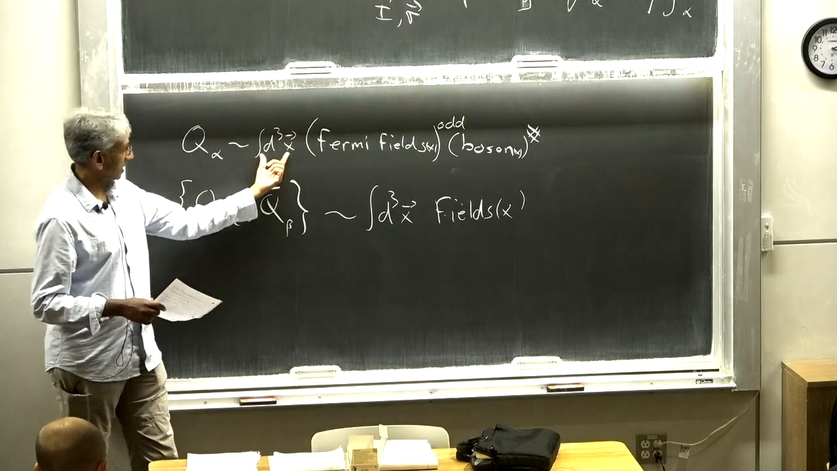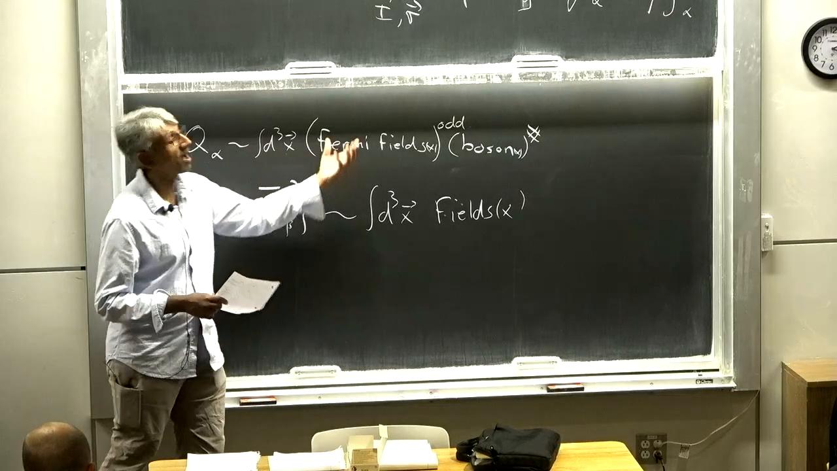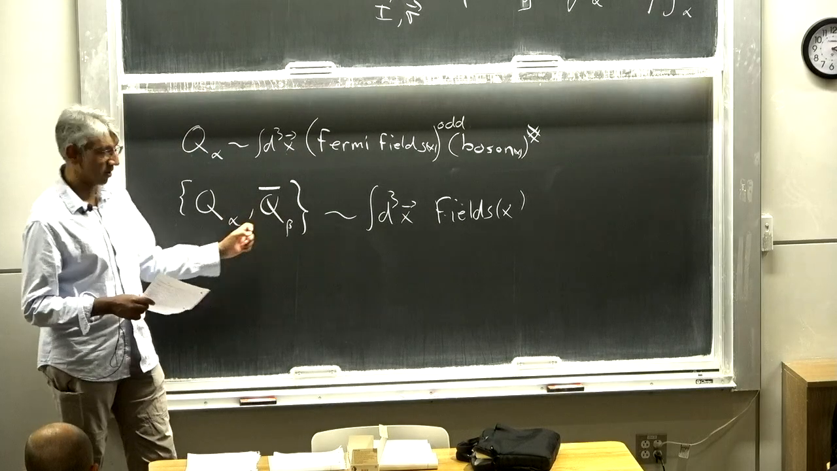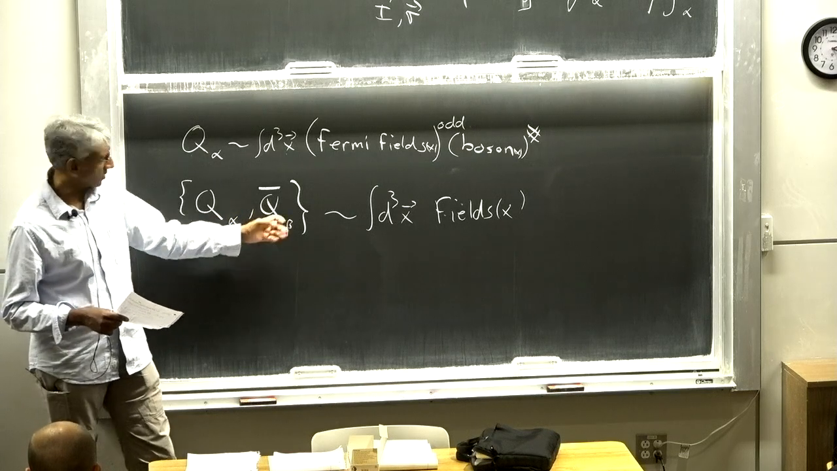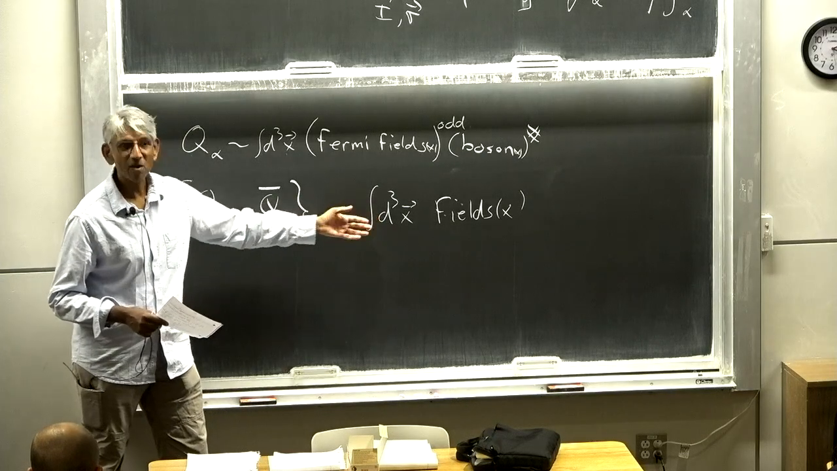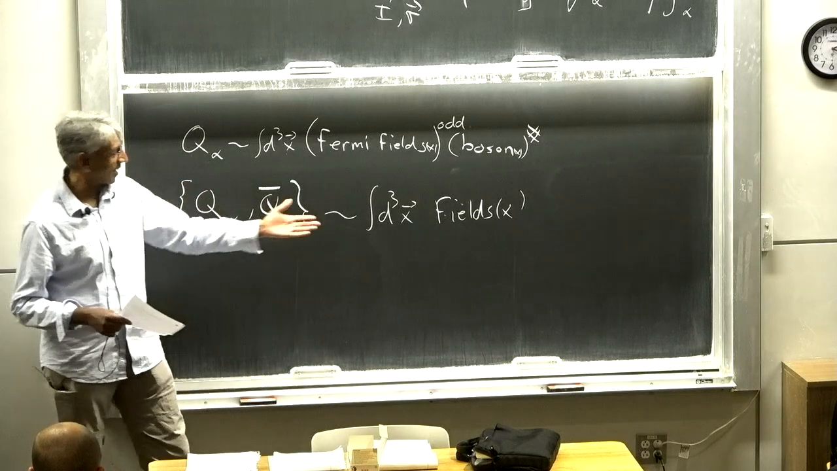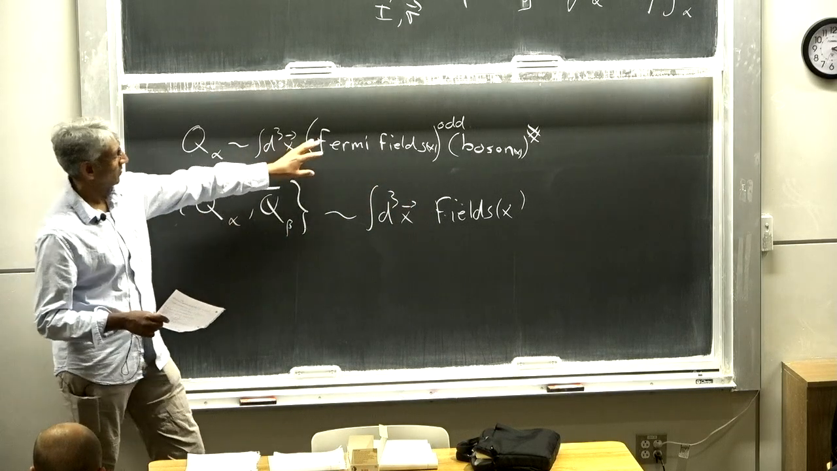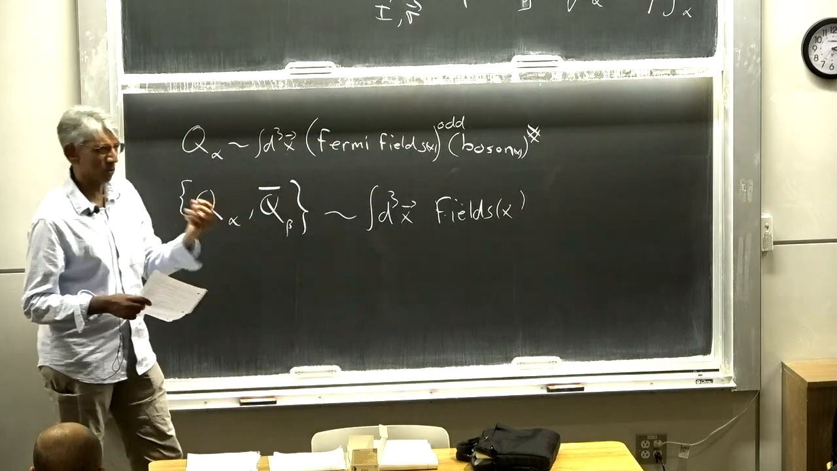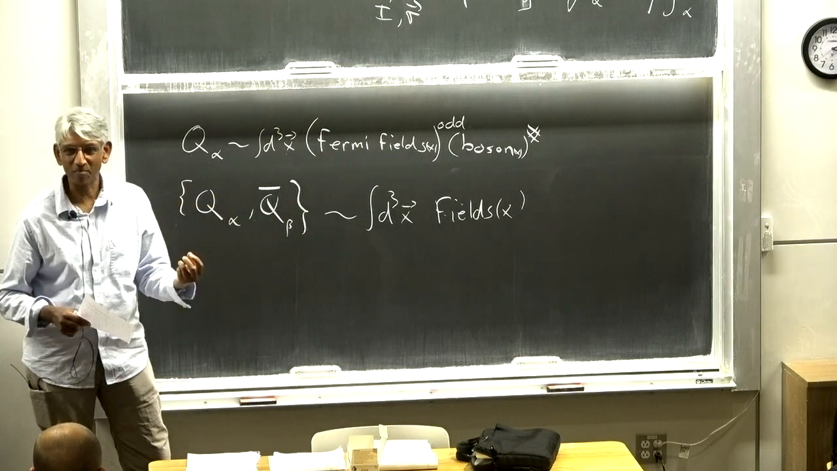This is the integral dx of something. This is the integral dx prime of something. So the product will involve things at x and things at x prime. That doesn't look like just something at x, but it will turn out to be all at x, because we're taking anti-commutators where, given this structure, there will be some delta function of x minus x prime somewhere.